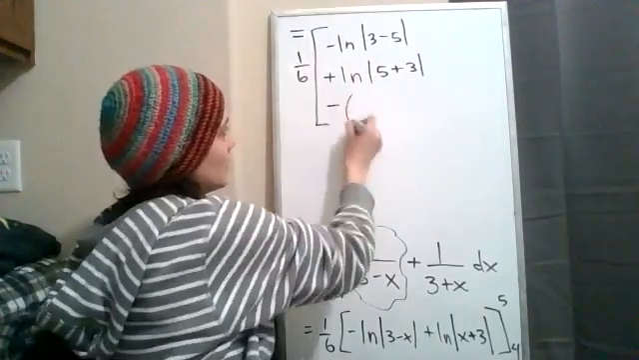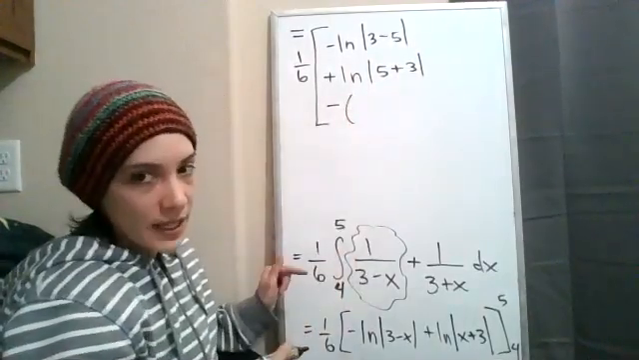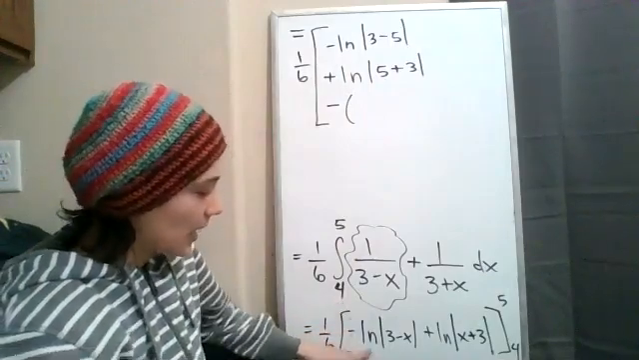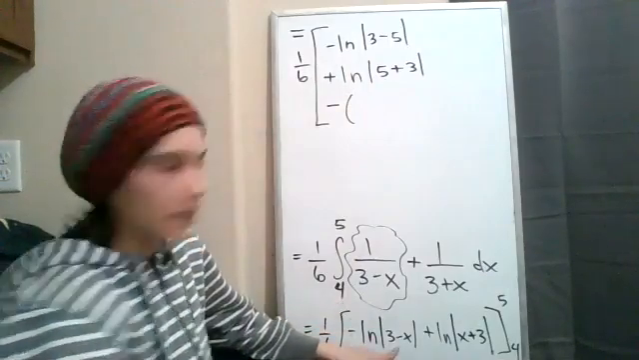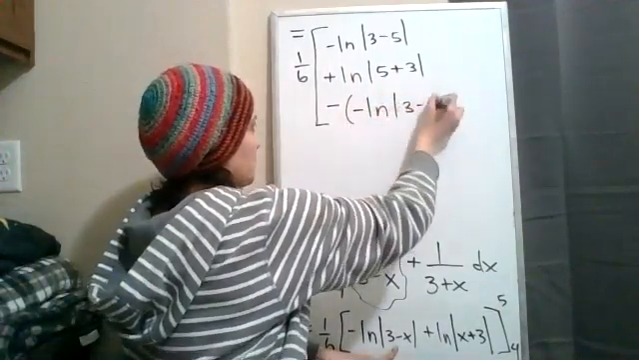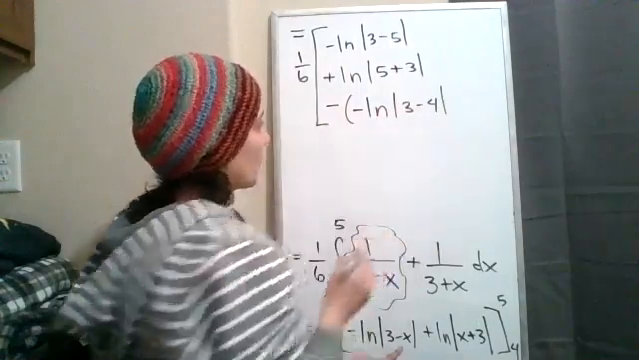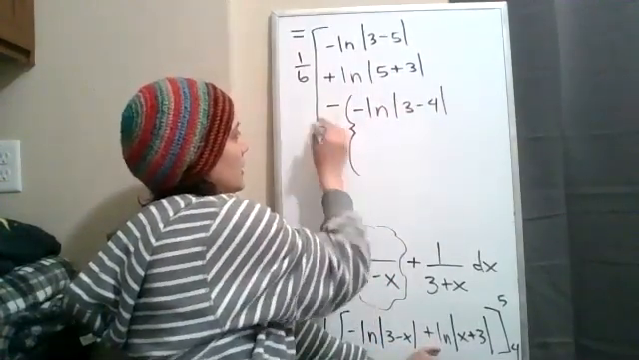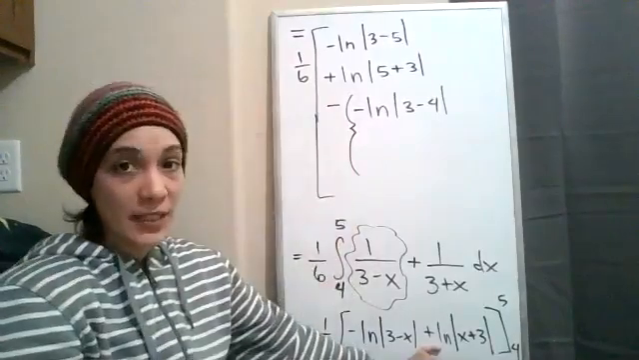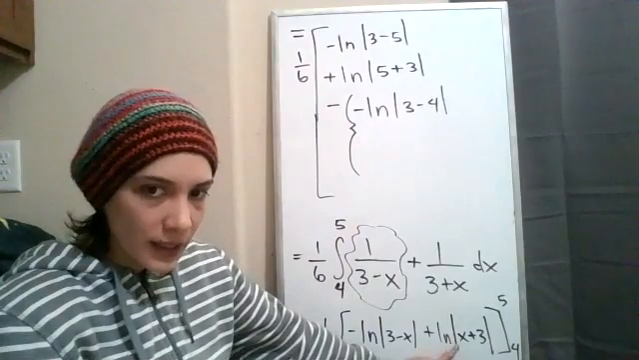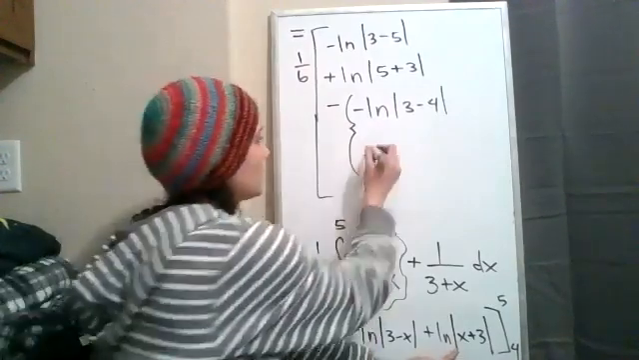Subtract, putting in x equals 4. So we'll subtract a negative ln 3 minus 4. It looks really messy due to limited space on the whiteboard, but it's cool. We're putting in 4 right now, ln of 4 plus 3.